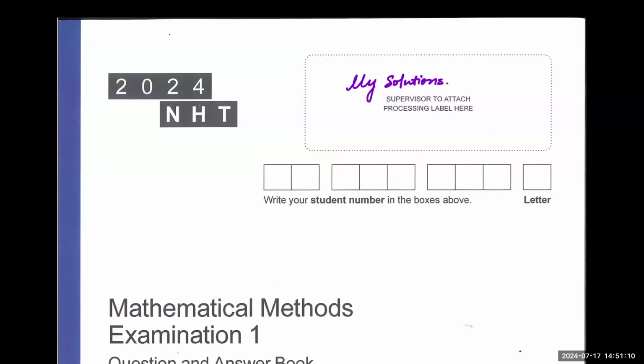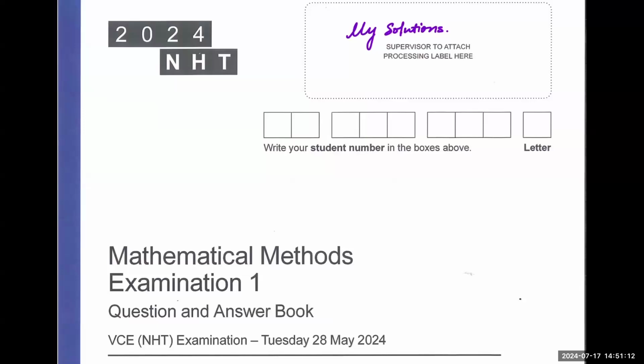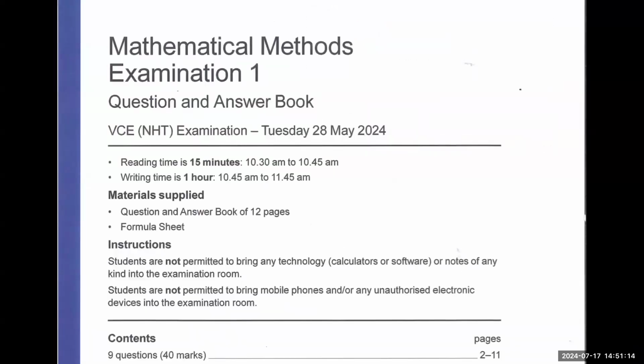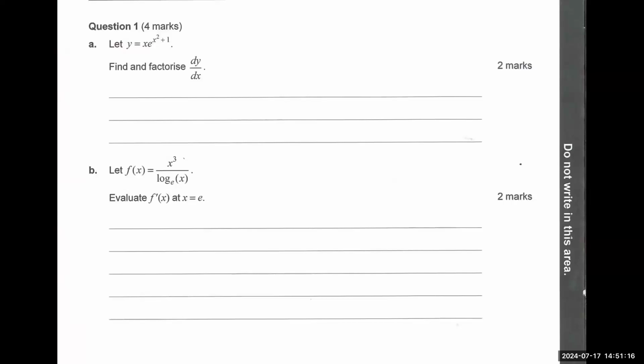Let's have a look at this Math Methods Exam 1. Question 1. Find and factorize dy/dx for y equals x times e to the power of x squared plus 1. So use the product rule.